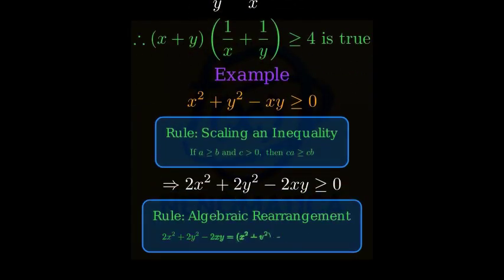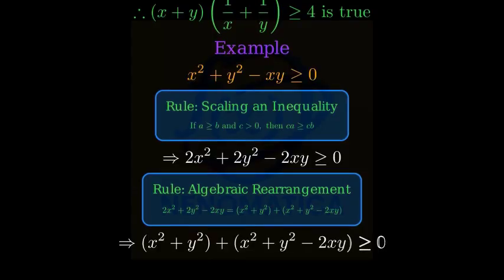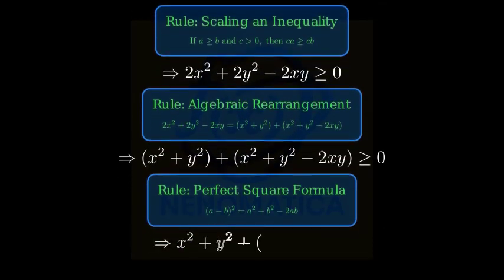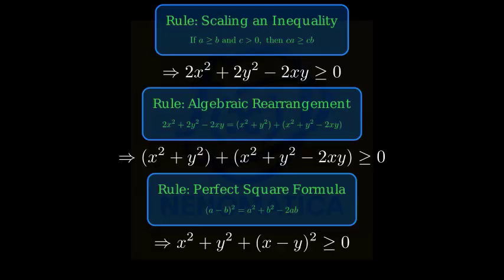Now, we'll split this expression into two parts. We can rewrite this as the sum of x squared plus y squared and x squared plus y squared minus 2xy. This gives us x squared plus y squared plus x squared plus y squared minus 2xy is greater than or equal to 0. Notice that the second term, x squared plus y squared minus 2xy, is actually the perfect square of x minus y. Using the formula for the square of a binomial difference, we can rewrite this as x squared plus y squared plus (x minus y) squared is greater than or equal to 0.